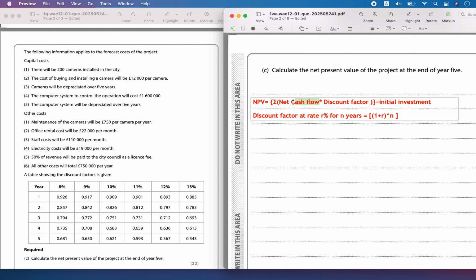First, we have to calculate the net cash flow that is going to happen. So what is the net cash flow? Net cash flow is going to be equal to revenue minus your costs that are happening. So we have to calculate that.